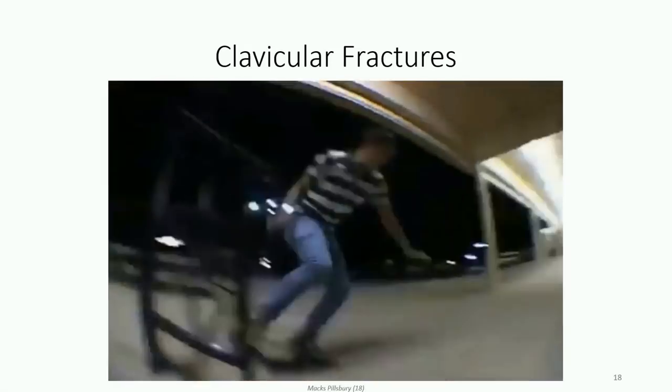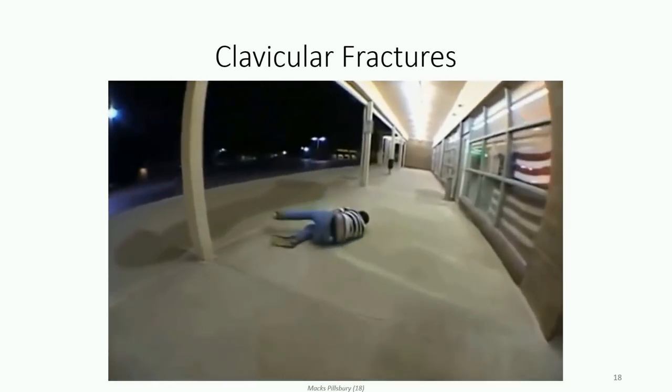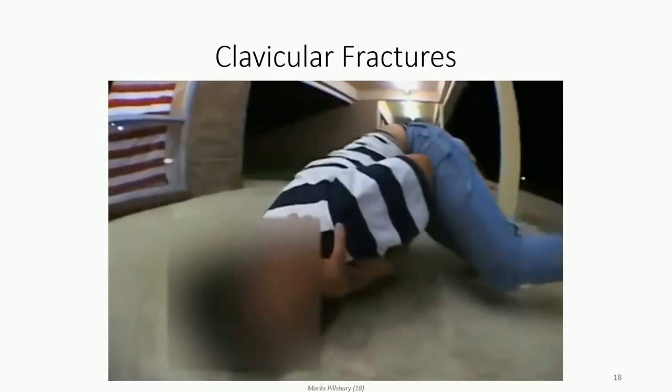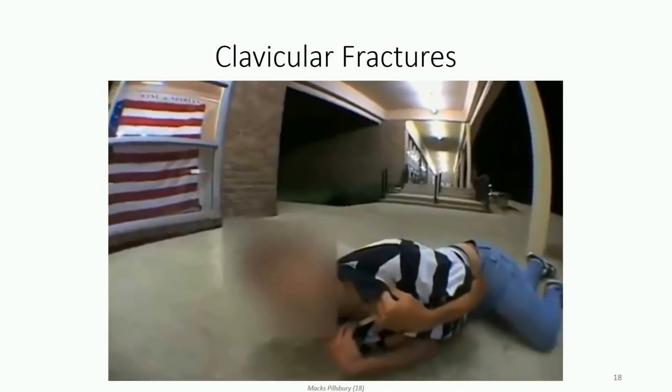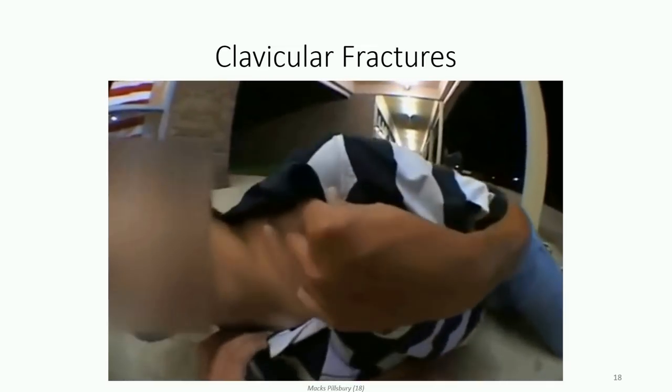We'll take a few minutes to explore some of the more common clinical presentations associated with this region. First, we'll look at clavicular fractures. The clavicle is arguably the most commonly broken bone in the body due to its superficial location and the curvature producing a structural weakness along the shaft.